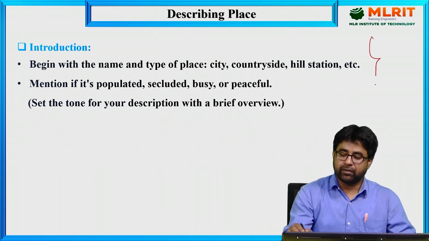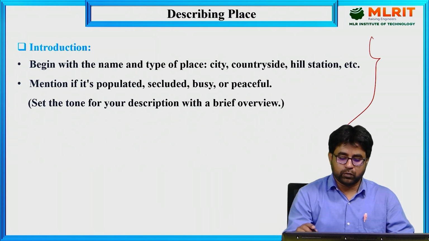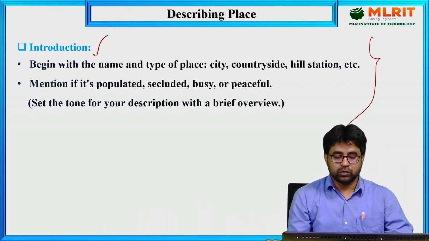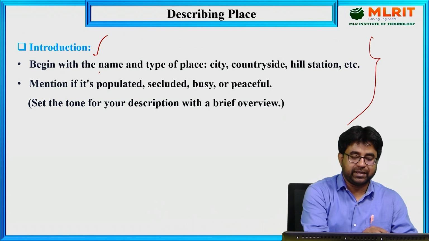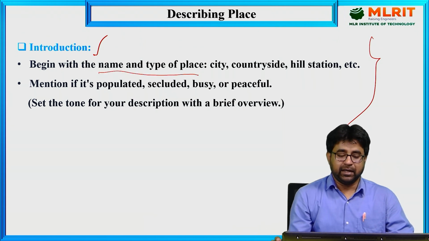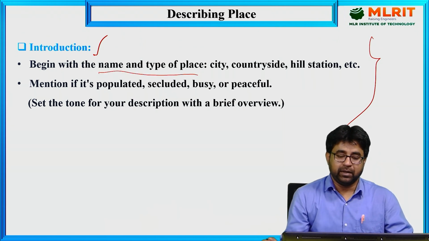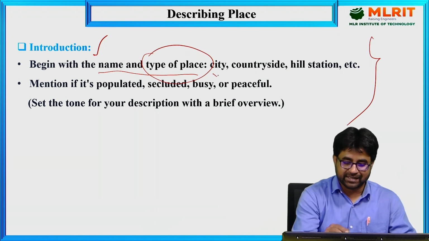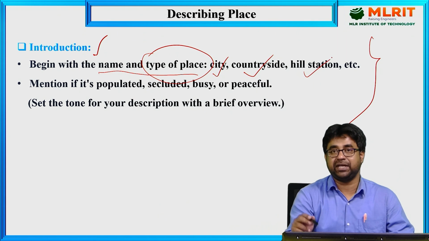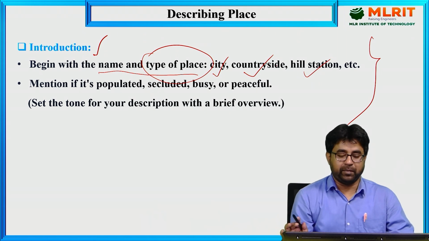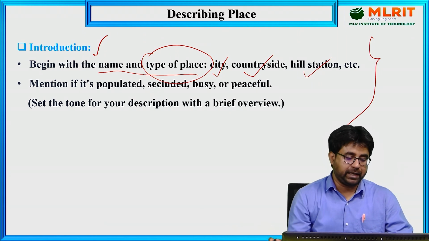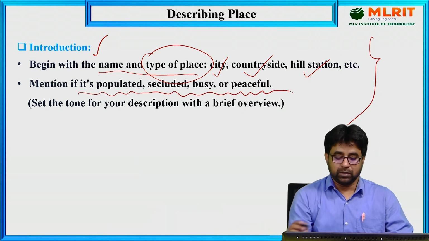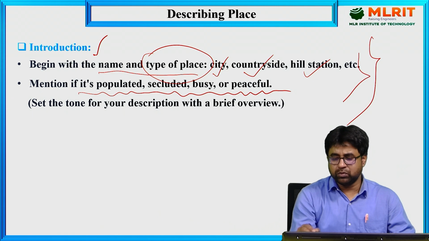Introduction. What do we do when we start describing a place? The first part is the introduction. We should definitely start with the name and type of the place, so which place you are going to describe, and which type of place it is, whether it is a city, a countryside, a hill station, right? All that information. Then mention if it is populated, secluded, busy or peaceful.